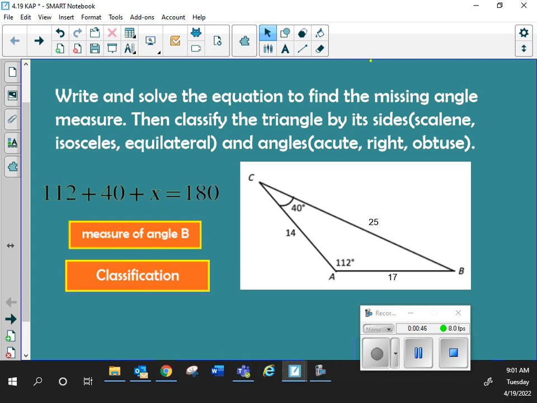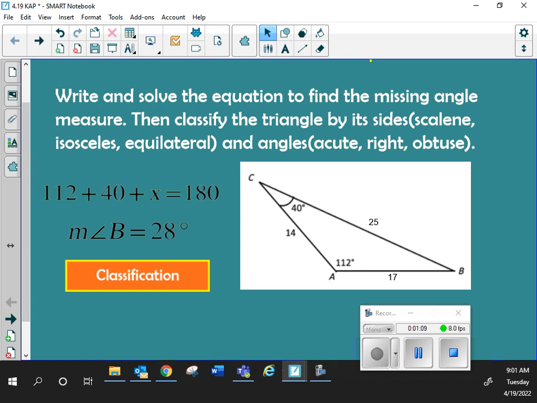When you solve for it, what do you get for the value of that angle, Andrew? 28. Did y'all get 28? Okay, very good. And then classify it. Remember, we can classify it by its sides. Are any of those sides the same? No, therefore it's going to be scalene. Very good.